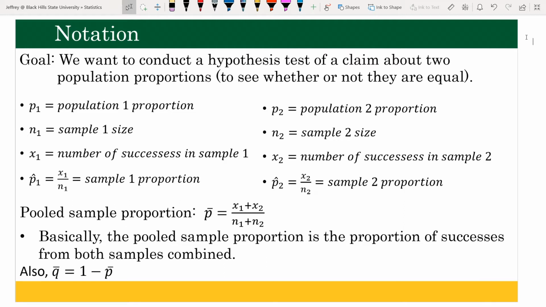So what will be new is we're going to use what's called the pooled sample proportion. And this is where we basically take all the successes and combine them together. So we take the number of successes from both populations, add them together, and divide it by both sample sizes and add those together. So this will be like the overall number of successes divided by the overall number of data points we've collected. And of course, anytime we use Q, that just means we're looking at the complement of P. So Q bar is just 1 minus P bar.